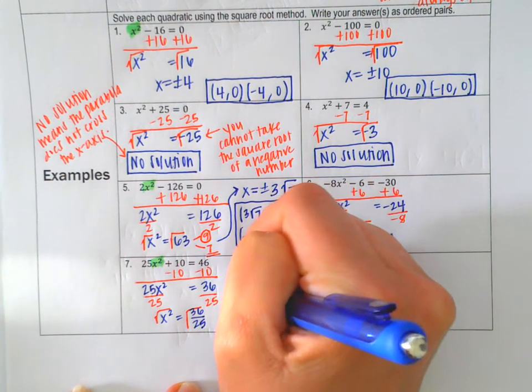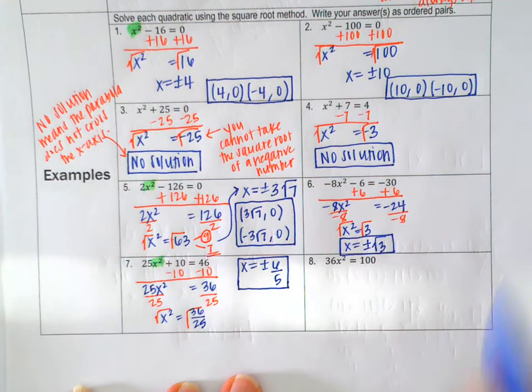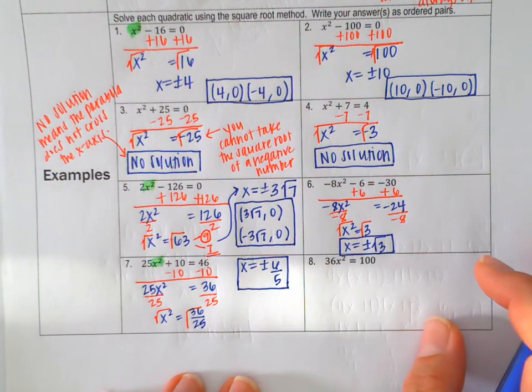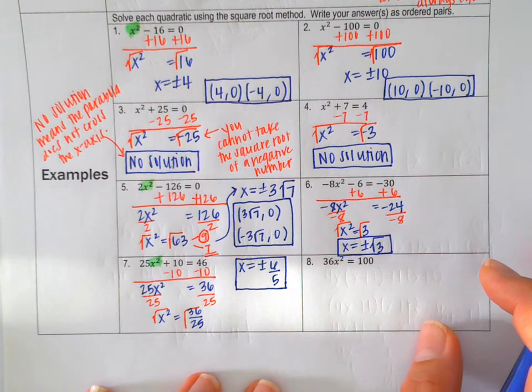Again, you don't always have to write it as an ordered pair. I often won't. I'll just write it as x equals. It's whatever you feel most comfortable with.